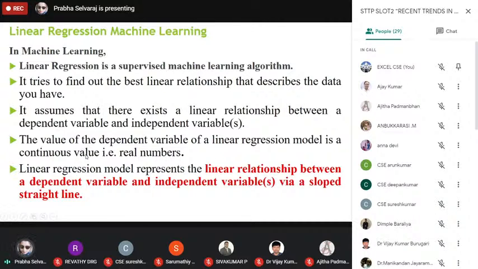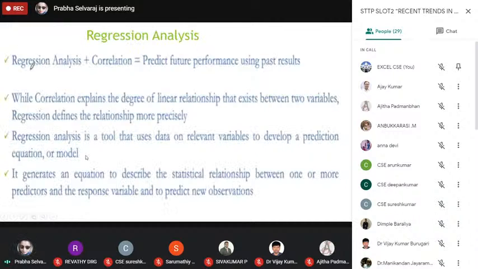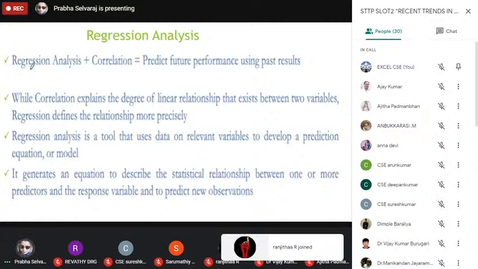Before getting into the model, first you have to know what regression analysis is. When you combine regression analysis and correlation, we have already seen what correlation is, the relationship between two variables. You will be able to predict future performance using the historical data which is already available. Correlation gives you the degree of relationship between any two variables. Regression also defines the relationship, but more precisely.